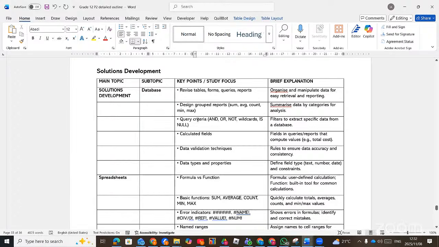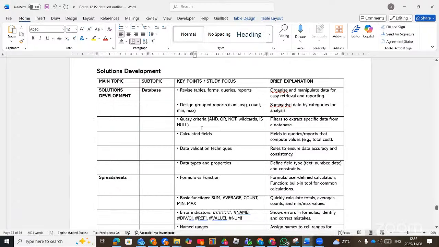Now, take for instance, database table. They can ask you questions about the table properties, like validation rule, input mask, queries, and then the report. They can give you a screenshot, then they will ask you to fix the errors.